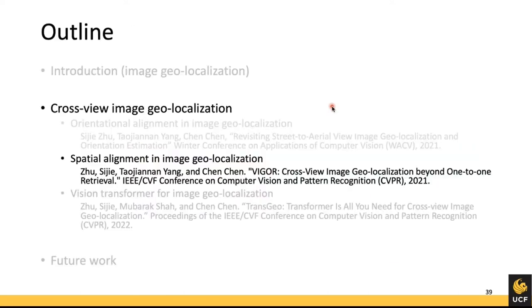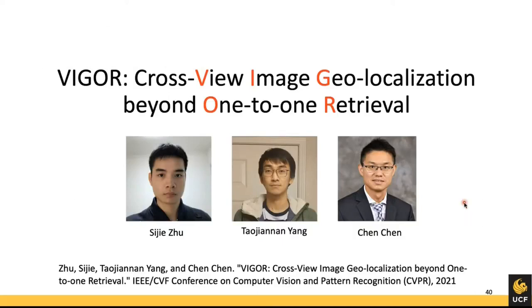Okay, so in the second work, we are studying the issue of spatial alignment in image geolocalization. This work was published in CVPR 2021. And we named this method and the data set VIGOR.